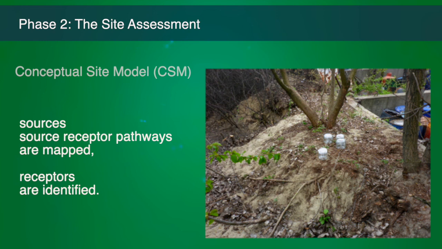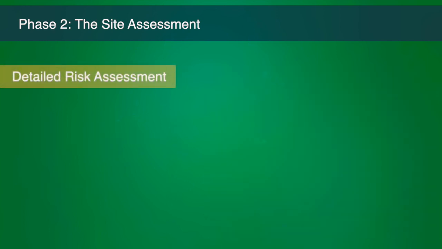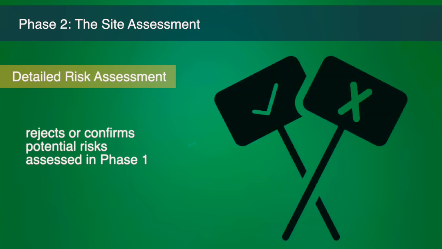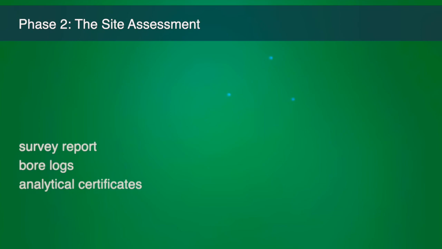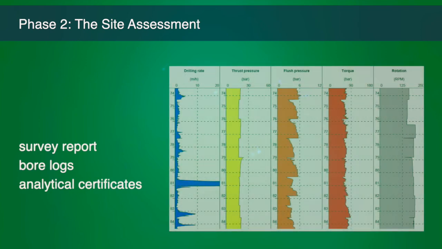With a complete CSM, Phase 2 concludes with the detailed risk assessment. This risk assessment rejects or confirms the potential risks assessed in the first phase. The deliverables of Phase 2 are thus a complete CSM and risk assessment provided in a survey report with all the survey data, like bore logs and analytical certificates, attached.